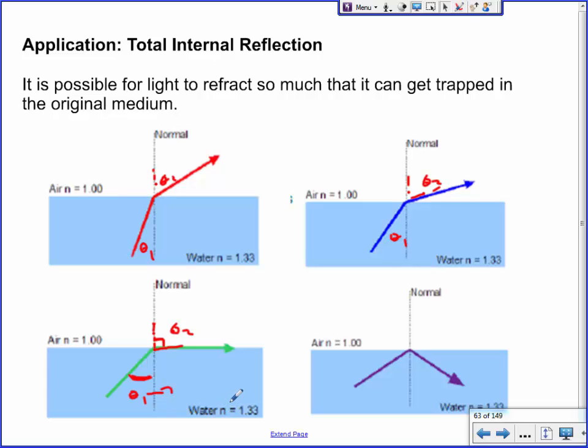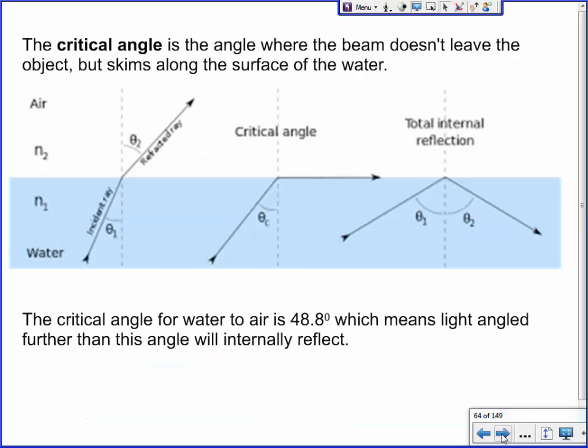And I think it's on my next slide, so I won't bother spelling it out. But the critical angle, there it is, the angle at which the beam does not leave the object anymore and just skims along the surface. Meaning that your theta 2, your second angle here, is 90 degrees. That's what causes total internal reflection.